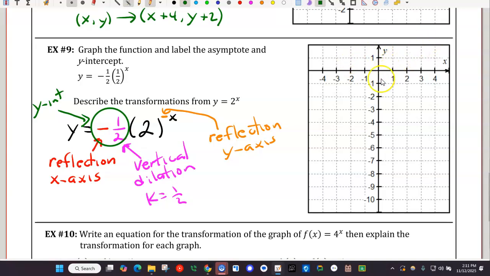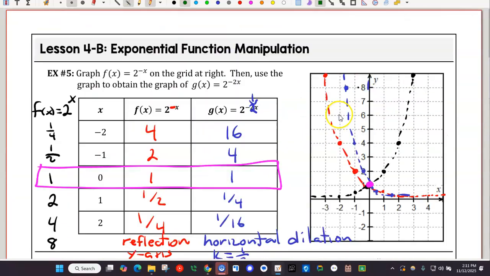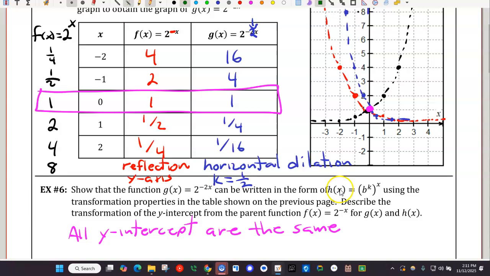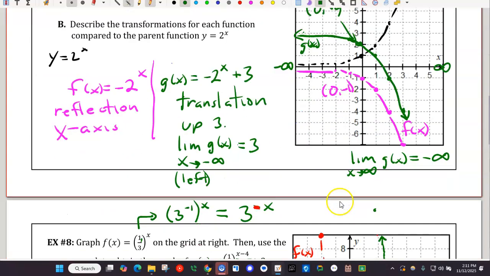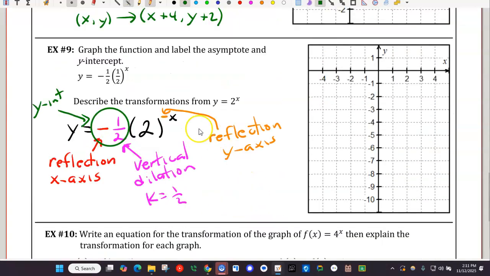We would start with 2 to the x. But really, we're starting with this function, 2 to the x, this original function, black, and doing all those things. We're going to reflect it on the x, reflect it on the y, and then go half the distance towards 0. So reflect, half the distance towards 0. That's what this all means.